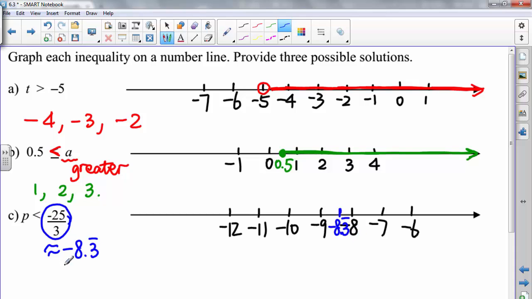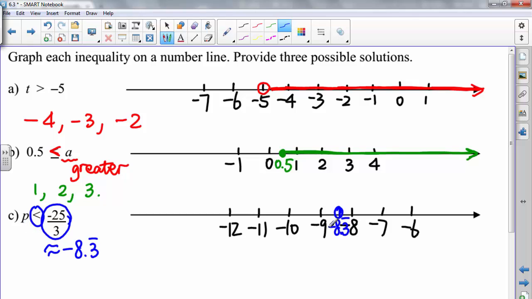And for this -8.3 repeating, we know there is no equal sign. Since there is no equal sign, I will use the open circle to show this -8.3 repeating is not one of the solutions in this inequality. Right now, which part should I shade with blue on the number line? Look at this inequality sign. This one is the larger number, and P is the smaller number.